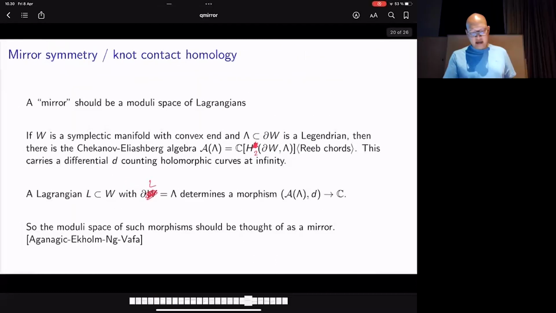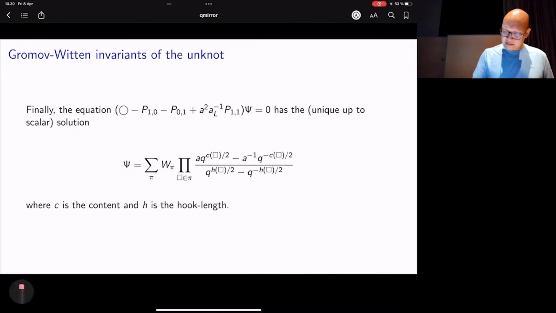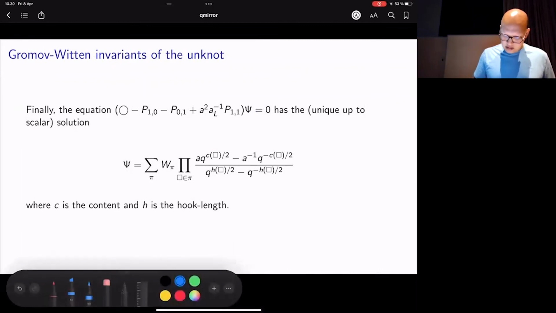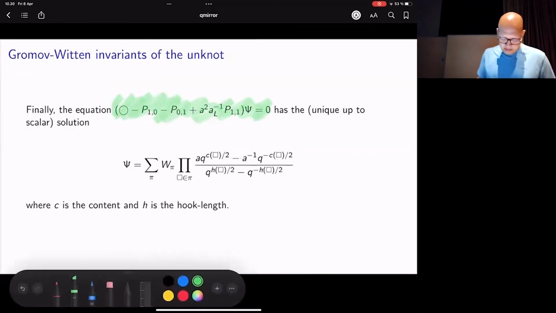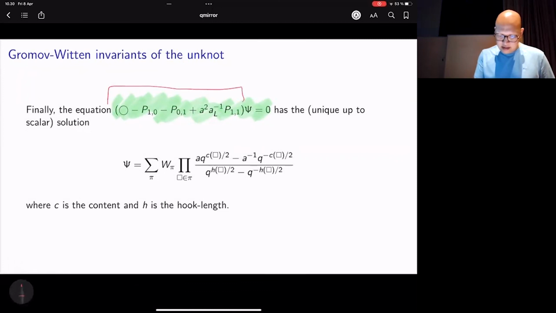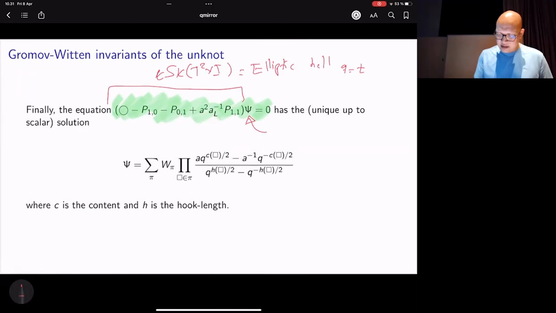I had to understand in what sense this equation, and then the later one, I had to understand what this equation meant and how to solve it, right? And so where is this equation? This thing is in skein of T2 times I, which is this elliptic Hall algebra at Q equals T. You specialized. Okay. And this thing lives in the symmetric functions.